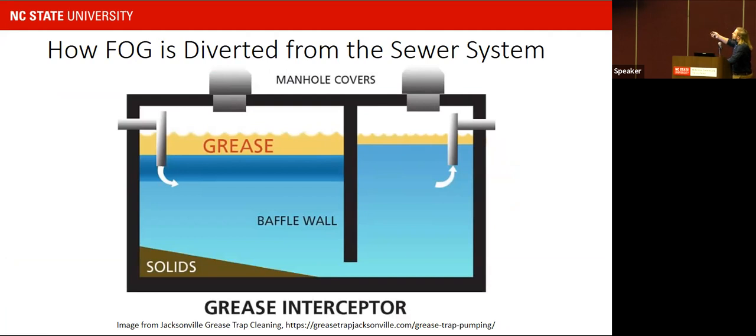Water that goes into this concrete box slows down as it has to fill the whole volume of the box, giving grease time to rise to the top. And as a secondary consequence, solids that have a specific gravity higher than water precipitate out to the bottom. The water travels under the baffle wall and then enters the sewer system with much of the FOG removed.